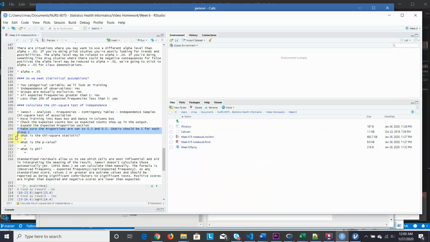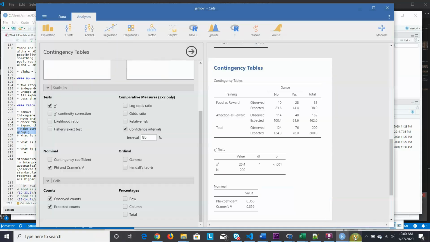Okay, so what's our chi-square statistic? What's our p-value? And what's our phi? Chi-square is in this table, 25.4 with a p less than 0.001. That's definitely significant. It's our 200 participants. And if you have a 2x2 table, phi is the correct effect size to look at, 0.356. It's small bordering on medium.